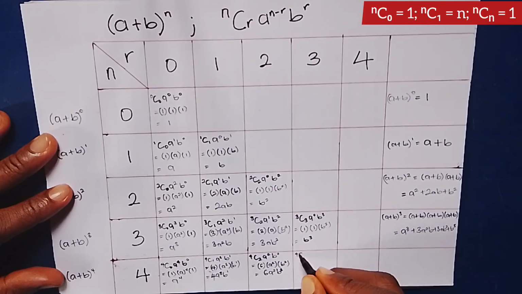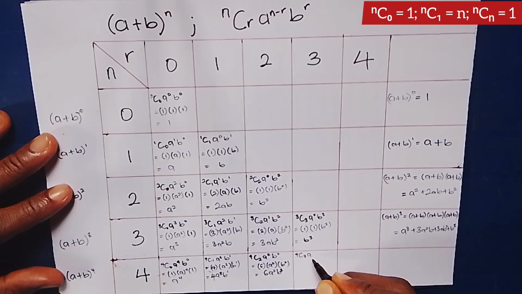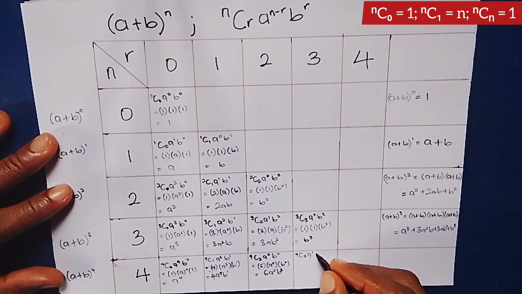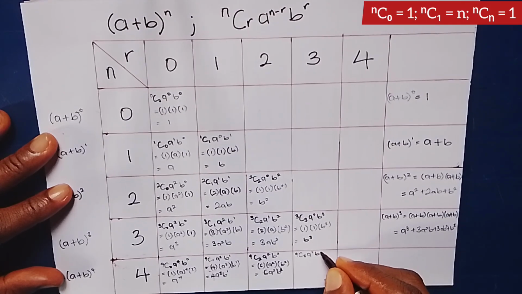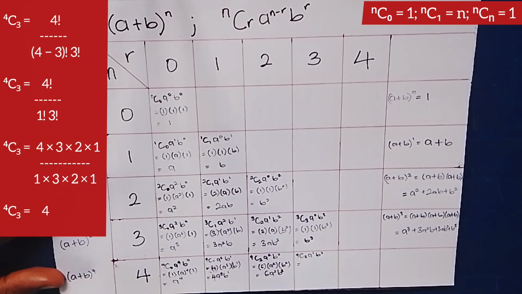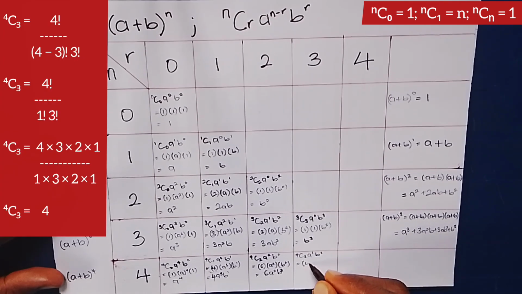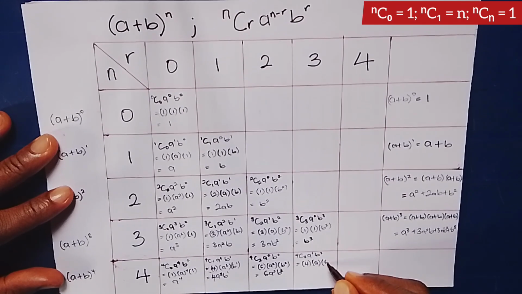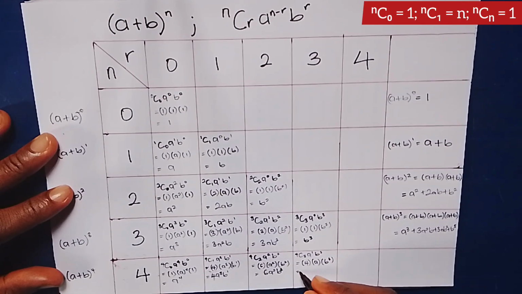So we have 4C3 a raised to n minus r, 4 minus 3 is equal to 1, and b raised to the power r is b raised to the power 3. So this is equal to 4 combination 3, which gives us 4, times a times b raised to the power 3. So this is equal to 4ab raised to the power 3.